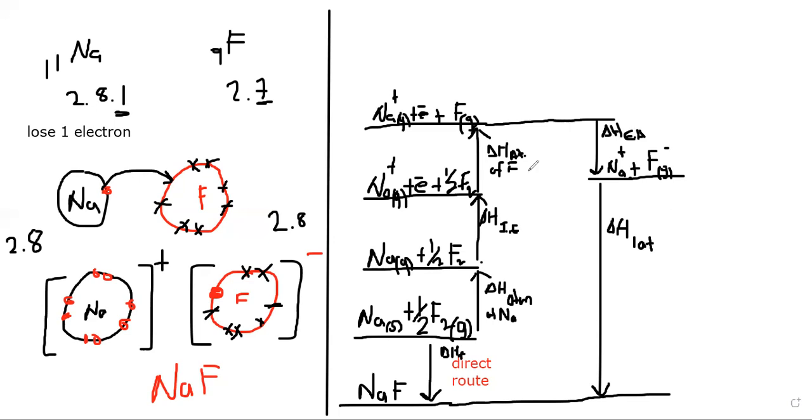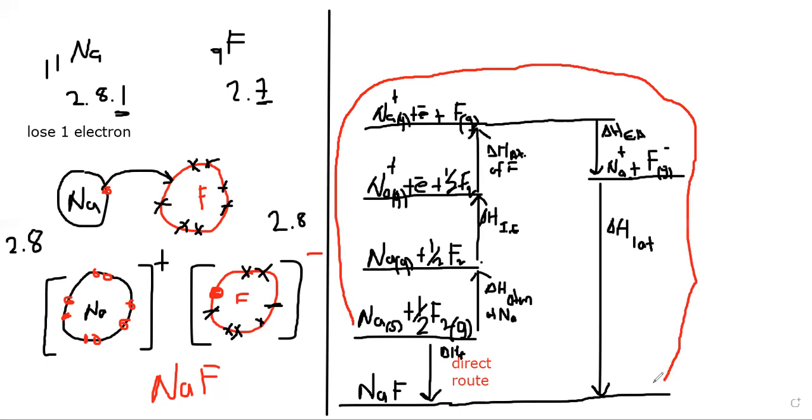So I'm going to highlight something in red. The indirect route starts from the atoms in their standard state and goes all the way around back to where you get the ionic compound. In this case, it is sodium fluoride. And the direct route is simply going from the atoms in their standard state to the compound. So this is the indirect route. Let me just put that there.